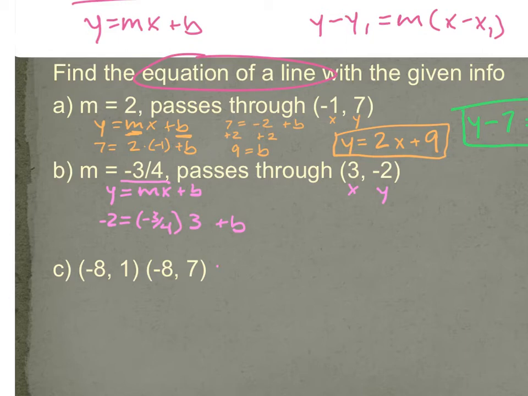So the first thing we're going to do is multiply. So we have -2 is equal to -3/4 times 3. We just multiply our numerators together. So we have -3 times 3, which is -9/4 plus b. Now to get our b all by itself, we just add 9/4 to both sides. So we have -2 plus 9/4 is equal to b.